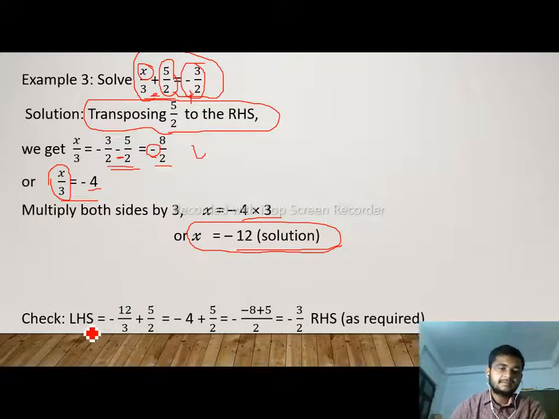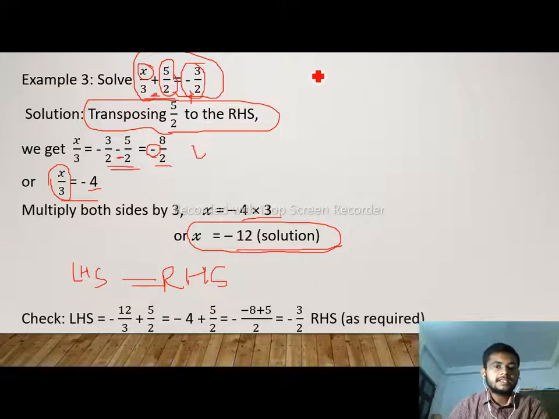So let's see. By checking an answer, what do you mean by checking an answer? Means LHS should be equal to the RHS. Okay. So how do you check an answer? What do you have as an LHS? LHS is x by 3 plus 5 by 2.